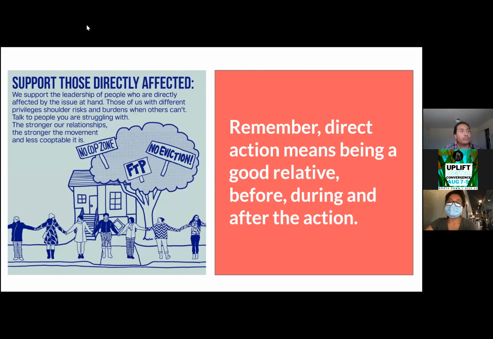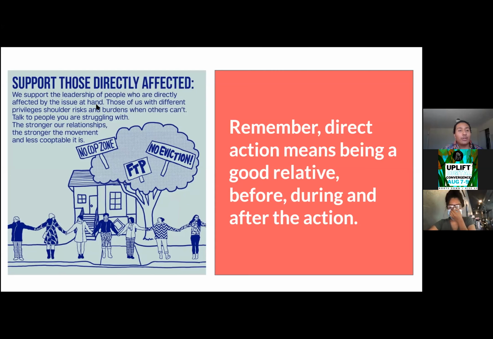Some people are not emotionally prepared for that. It can affect everyone differently. So it's good to have support after, like a talk circle or anything to help everyone. So be a good relative before, during, and after. If you want to shine some light on that, Randy.